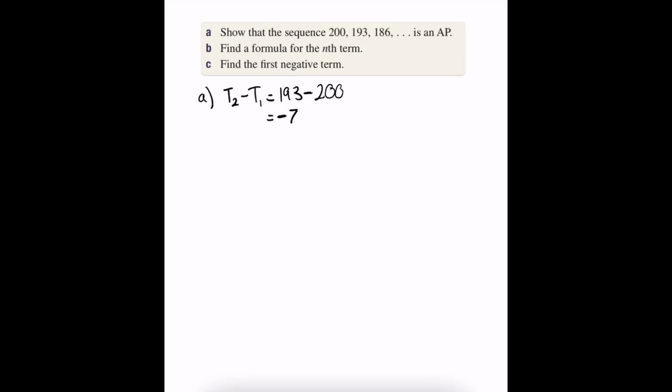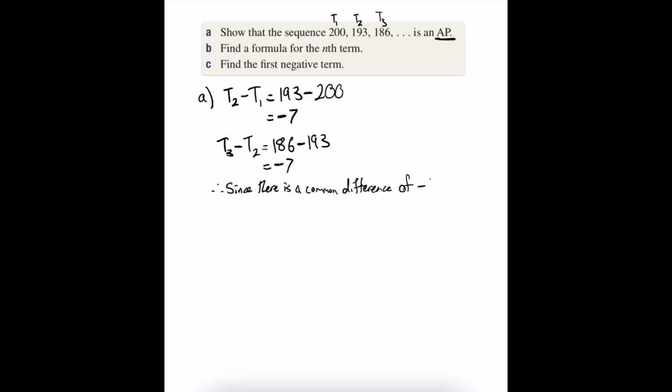What we need to show is that the difference between two different sets of successive terms is common. So they only give us T1, T2, and T3, and we've already used the difference between T1 and T2. So now let's look at the difference between T2 and T3. So T3 minus T2 is equal to 186 minus 193, which is equal to minus 7. And now that we've shown this, we can conclude that the sequence is an arithmetic progression. It's an AP. So we'll say something like, therefore, since there is a common difference of -7, the sequence is an AP. So that's part A.